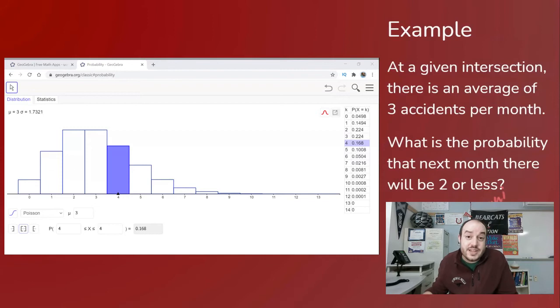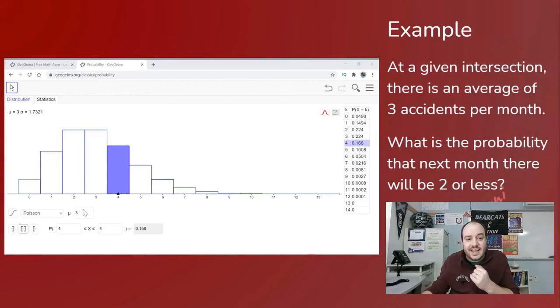Now, where GeoGebra really shines is when you have questions where x is a range of numbers instead of just one exact number. So in the last example we looked at, it was just looking at the probability of there being 4 accidents. But what if we look at this question instead, where it says x is going to be 2 or less? So we're looking at the probability that there are 2 or less accidents.